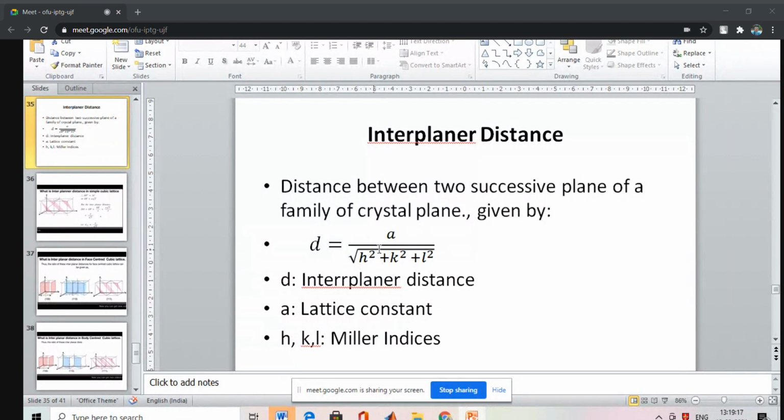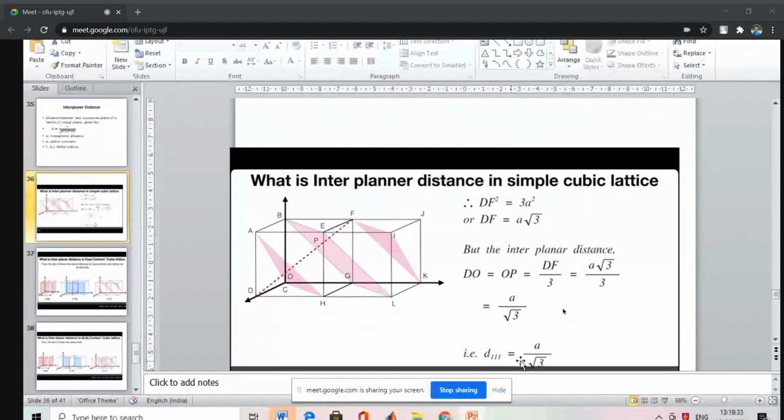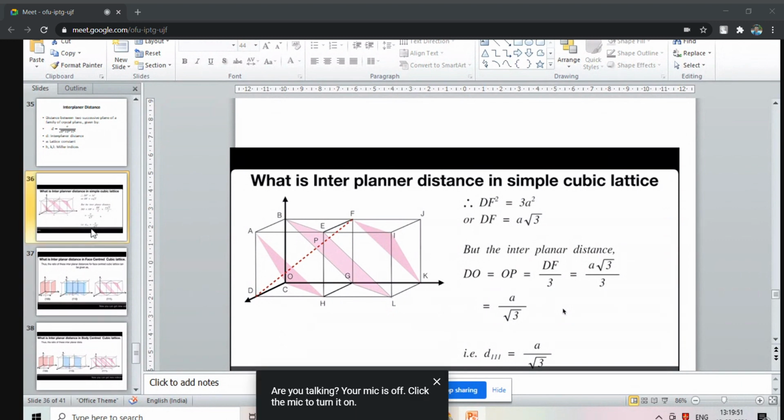So if the indices of the plane are 1, 1, 1, then d will become A upon root of 1 square plus 1 square plus 1 square, that is root 3. So d is equal to A upon root 3, and this is also true by the geometry of the diagram of the crystal. First we will see in the diagram and then I will show you in the actual crystal models. This is 1, 1, 1 in case of SCC, simple cubic crystal structure.